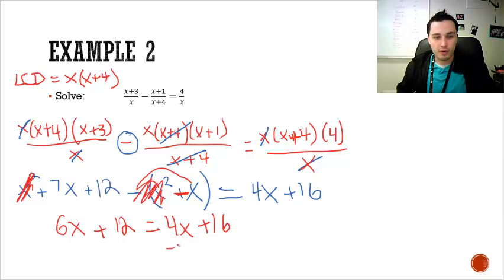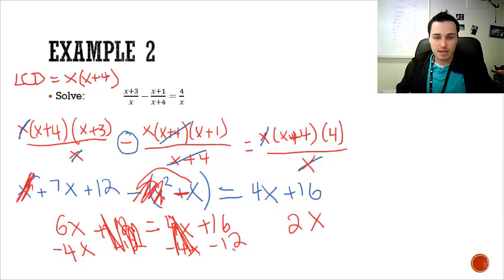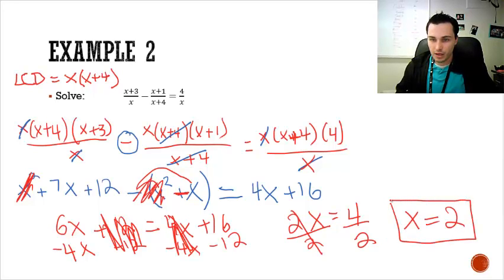Okay, so I'm going to subtract the 4x to the other side. We're just using regular solving techniques now. We're also going to subtract the 12 to the other side. So the 4x cancels, the 12 cancels. 6x minus 4x is 2x. 16 minus 12 is 4. Divide both sides by 2, and you get that x equals 2. There you go. And just a real quick check shows that this is not extraneous, because if I plug in 2 to these denominators, that doesn't create a 0 anywhere. So we're good.